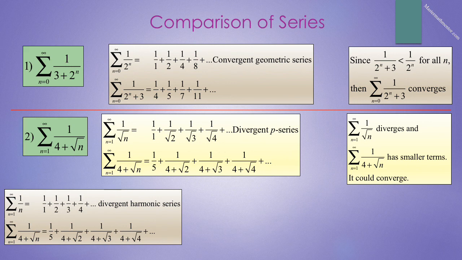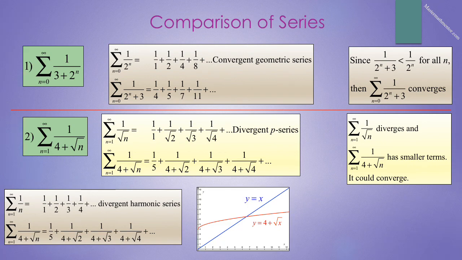Since we still believe that our series is divergent, we will compare it to another divergent series, the harmonic series, summation n equals 1 to infinity of 1 over n. And when we do that, we see that at first, again, the first few terms in 1 over n are larger than the first few terms of 1 over 4 plus the square root of n. But does that pattern continue forever?